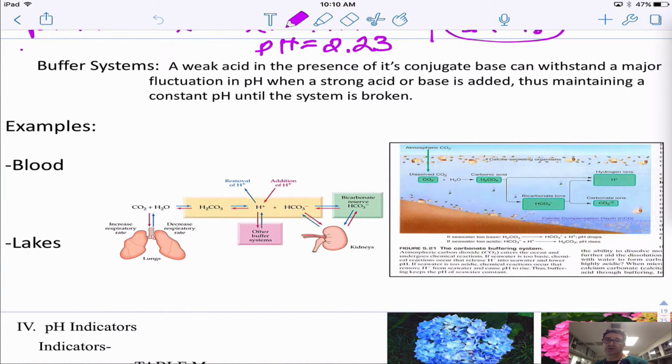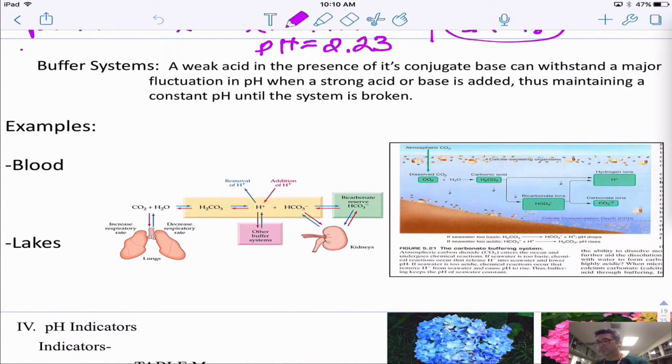The first one was on buffer systems. And a buffer is exactly as it sounds. A buffer system is where the system resists changes in pH. So let's say, for example, that you had an aqueous solution that had a pH of 7, and you want to maintain that pH of 7. You would have to have things in the solution that would resist changes to pH.